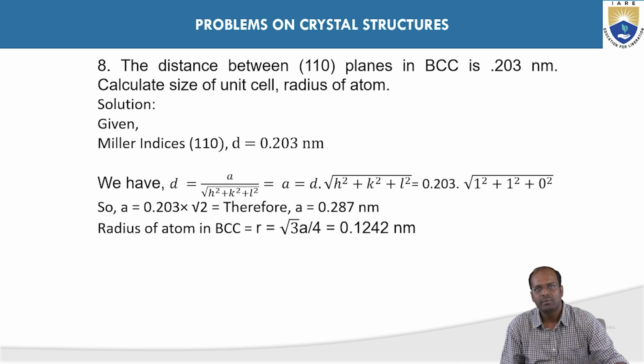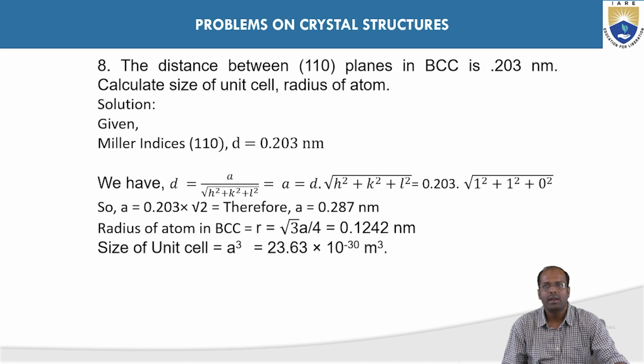Next step, they are asking the radius of the atom. For body centered cubic, what is the formula? R is equal to root 3 by 4a. We already got from interplanar spacing A is equal to 0.287 nanometers. So we are substituting root 3 into 0.287 by 4, and we are getting the radius of the atom as 0.1242 nanometers.